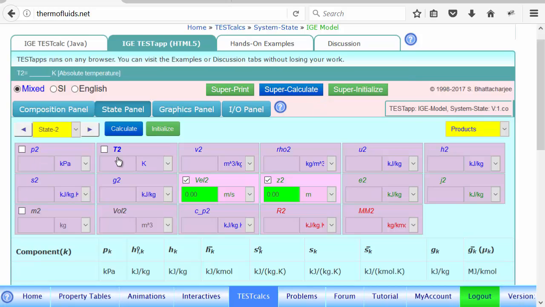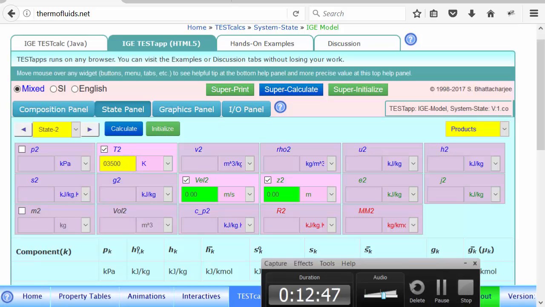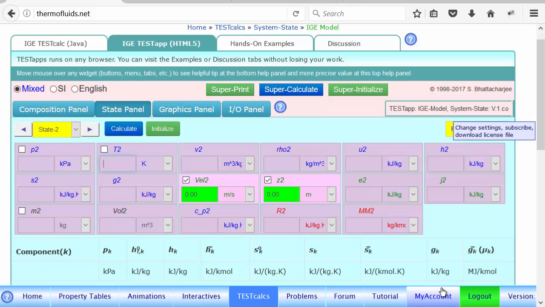Once again, what do we know about the final state? The pressure is known, the temperature is known, 3500 Kelvin. Well, notice that in the IGE model, we can only enter pressure and temperature. Volume is not an option right now. So we have to do a little bit of iteration.